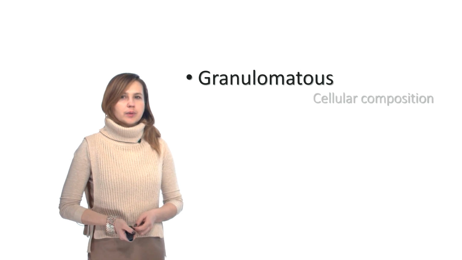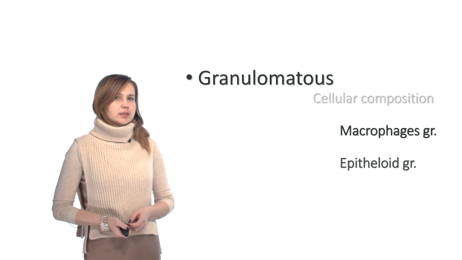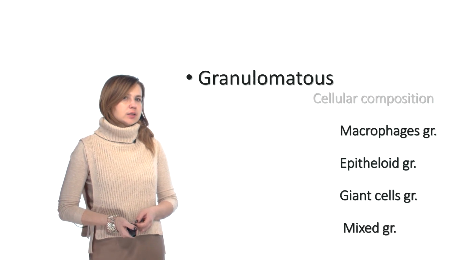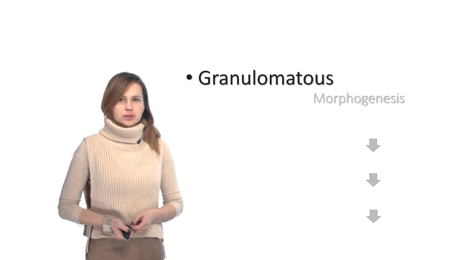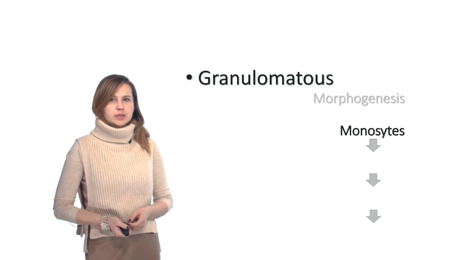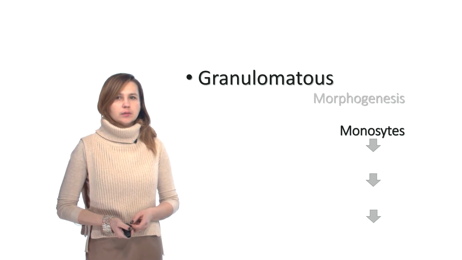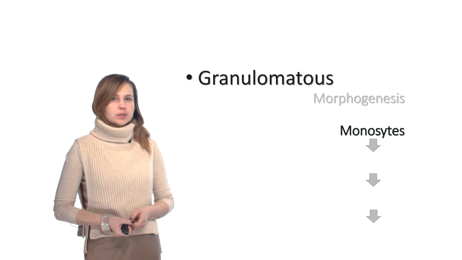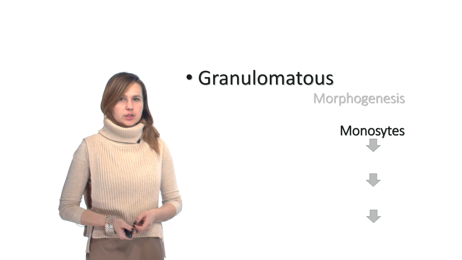Due to cellular composition, we know macrophage granulomas, epithelioid cell granulomas, giant cell granulomas, and mixed granulomas with cells of different types. Due to morphology, granulomas are non-specific or specific. Morphogenesis: classification of granulomas due to the cellular composition reflects the morphogenesis of granulomas, which consists of 4 stages.